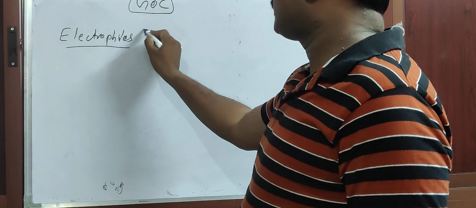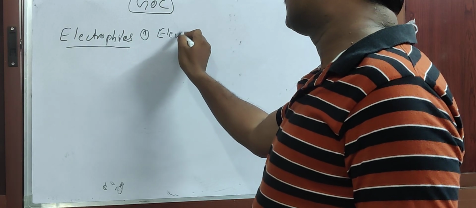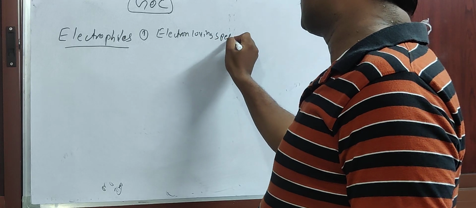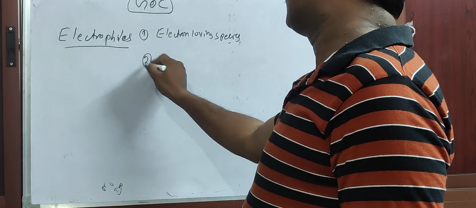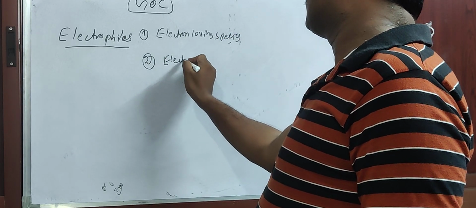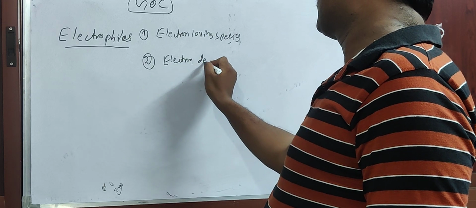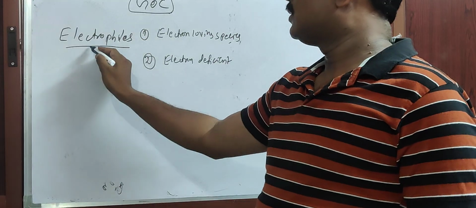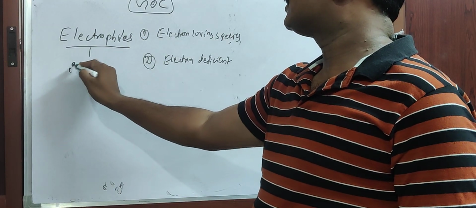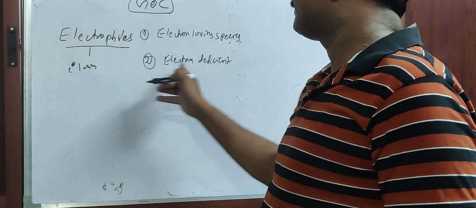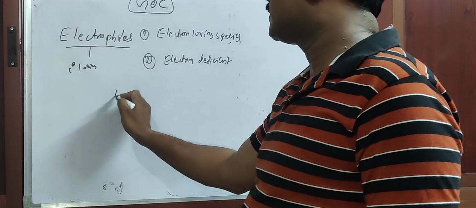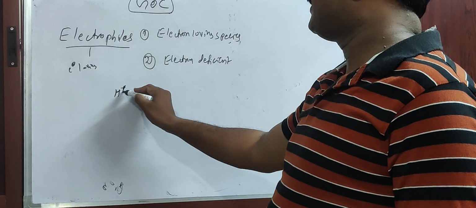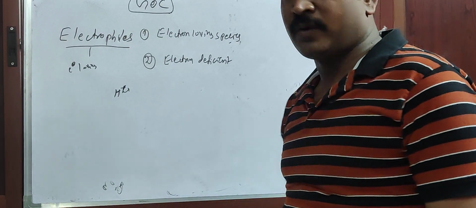Electrophiles are electron loving species. These are electron deficient, electron loving species. For example, if you take H plus, this is having one electron deficient, that's why it is an electrophile.